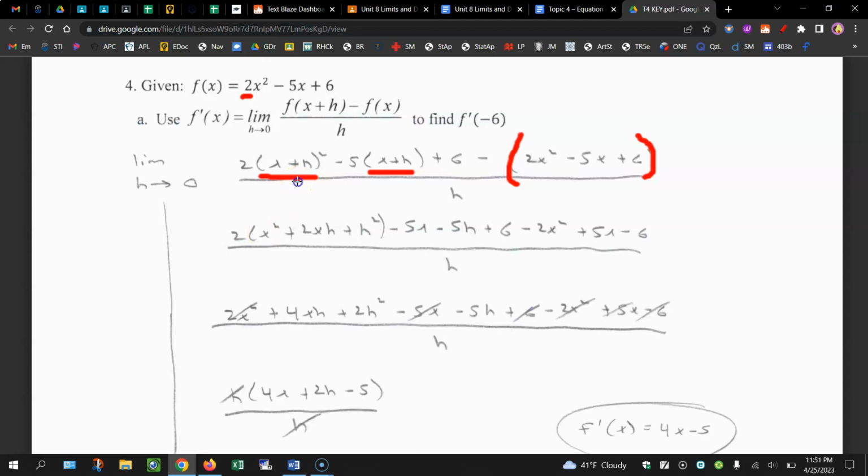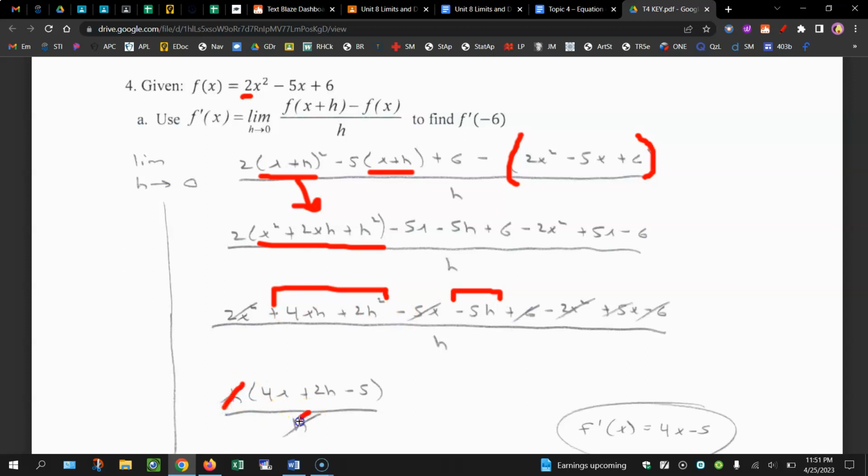So order of operations, you square the x plus h first to get this trinomial, and then you're going to distribute the 2 in the next step to get the 2, 4, 2. Then the simplifying should happen. Everything without an h simplifies to 0. And these three terms that have an h left over, they're coming down, factoring out the h.